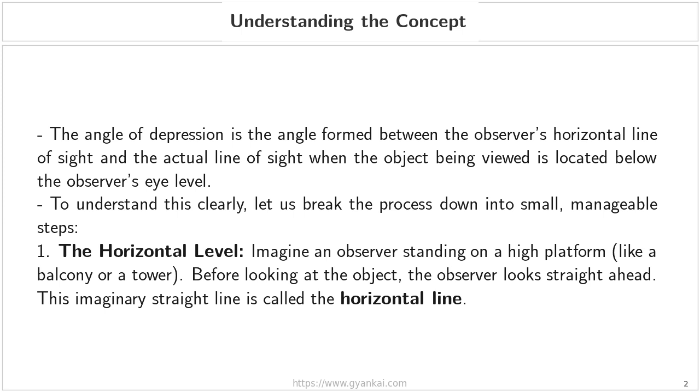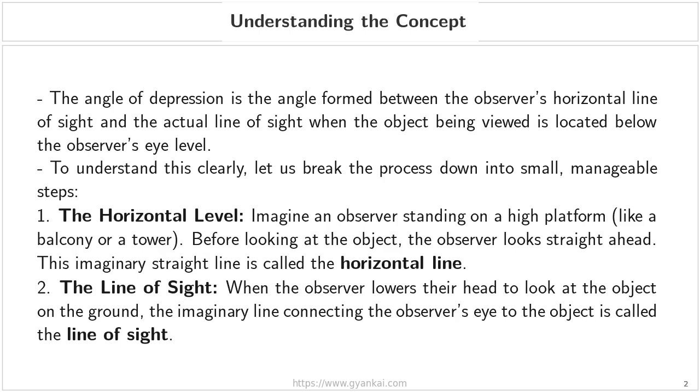I want you to imagine an observer standing up on a high platform, perhaps a balcony or a tall tower. Before they even notice the object on the ground, imagine them looking straight ahead, perfectly level with the horizon. This imaginary straight line, extending from their eyes straight forward, is what we call the horizontal line. Second, we have the line of sight. Now, imagine the observer lowers their head to look down at the object on the ground. The imaginary line that connects the observer's eye directly to that object is called the line of sight.